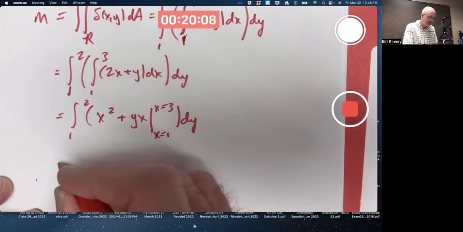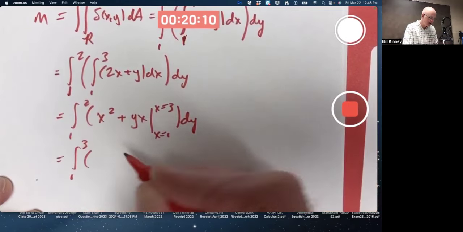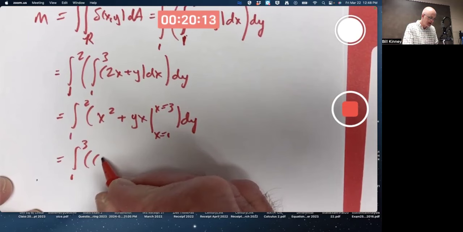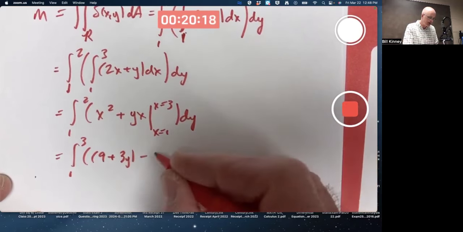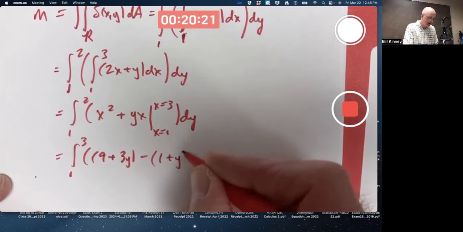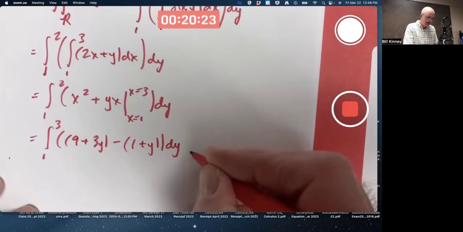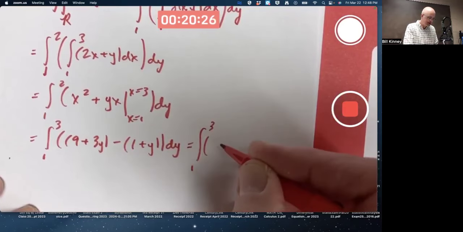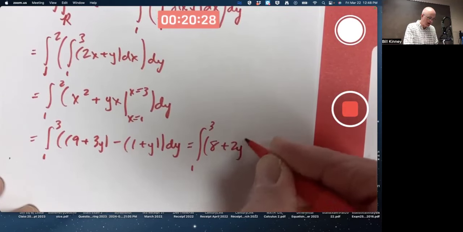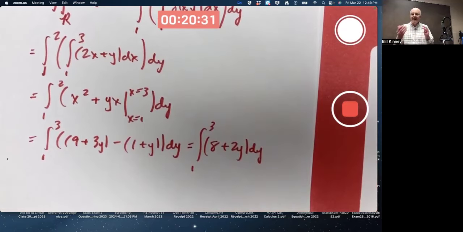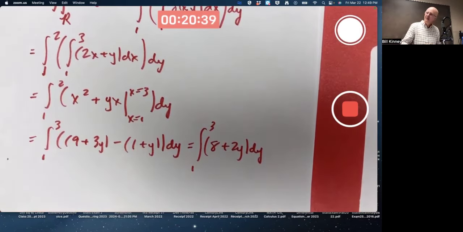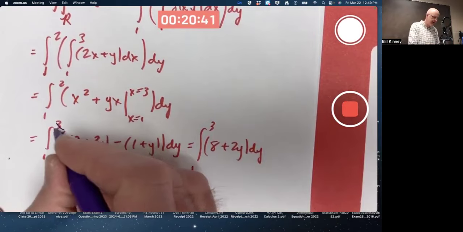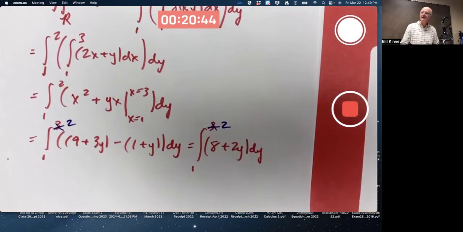Continue treating the y like a constant. If I plug in x equals 3, I'll get 9 plus 3y. Subtract what you get when you plug in x equals 1, 1 plus y. This function simplifies to 8 plus 2y. And now that's an ordinary calculus 1 integral with respect to y. Yes, thank you. I made the exact same mistake in the first sections class. It must have been completely subconscious that I made the same mistake again.